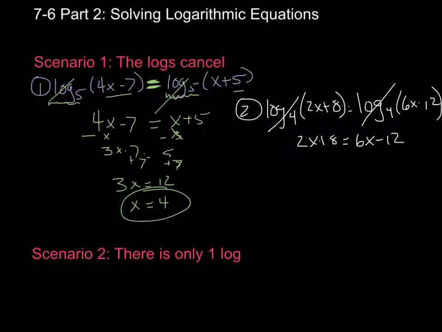I'll let you solve that one on your own to verify. X should equal 5 in this. You can check your work. But the idea is if I'm taking the log of both sides, those logs must cancel.